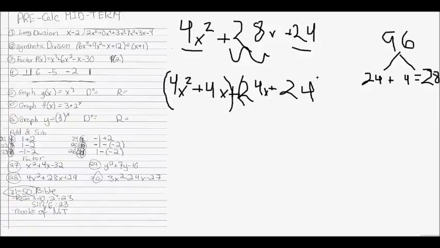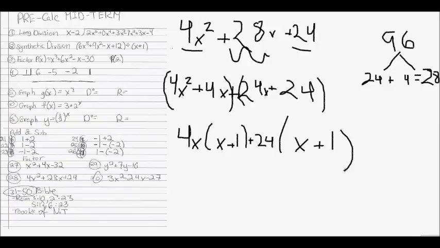We can group this one, and we can group this one. We can factor out 4x from this. When we factor 4x from there, we are just left with x plus 1. And we can factor 24 from there. Don't forget my plus. And then we're just left with x plus 1. When you see that these two binomials are the same, that means we're on the right track. All right.